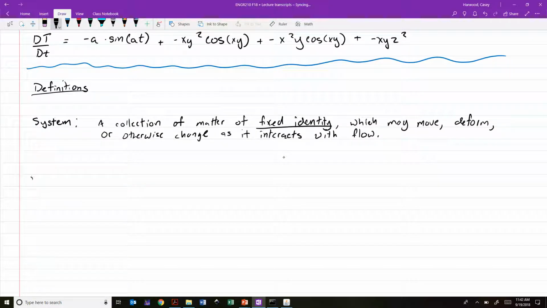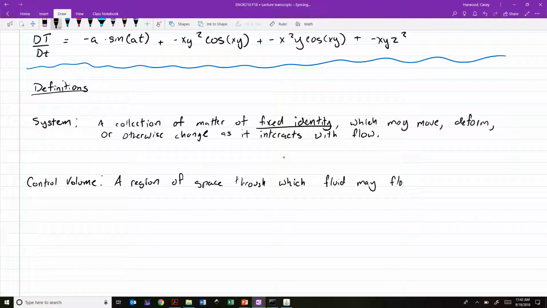A control volume, on the other hand, is a region of space through which fluid may flow. So unlike the system, this is not matter fixed, it is geometrically fixed.